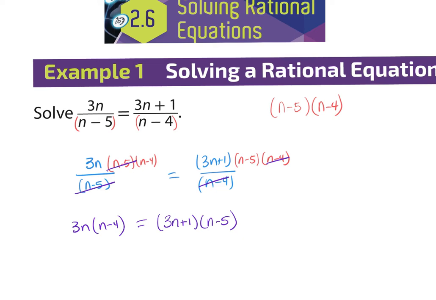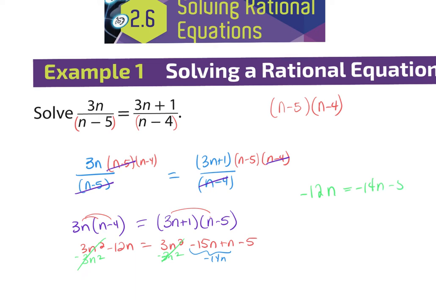So, solving's easy. I'm going to distribute. I have 3n squared minus 12n. Over here, I need to FOIL. 3n squared minus 15n plus n minus 5, right? Combine your like terms, obviously. These guys end up being negative 14n. You do want to move everything to one side. This is a quadratic, right? Anytime you have squares, you want to move everything to one side. You'll notice if you subtract 3n squared from both sides, they were very kind. Those cancel, right? So I have negative 12n equals negative 14n minus 5.